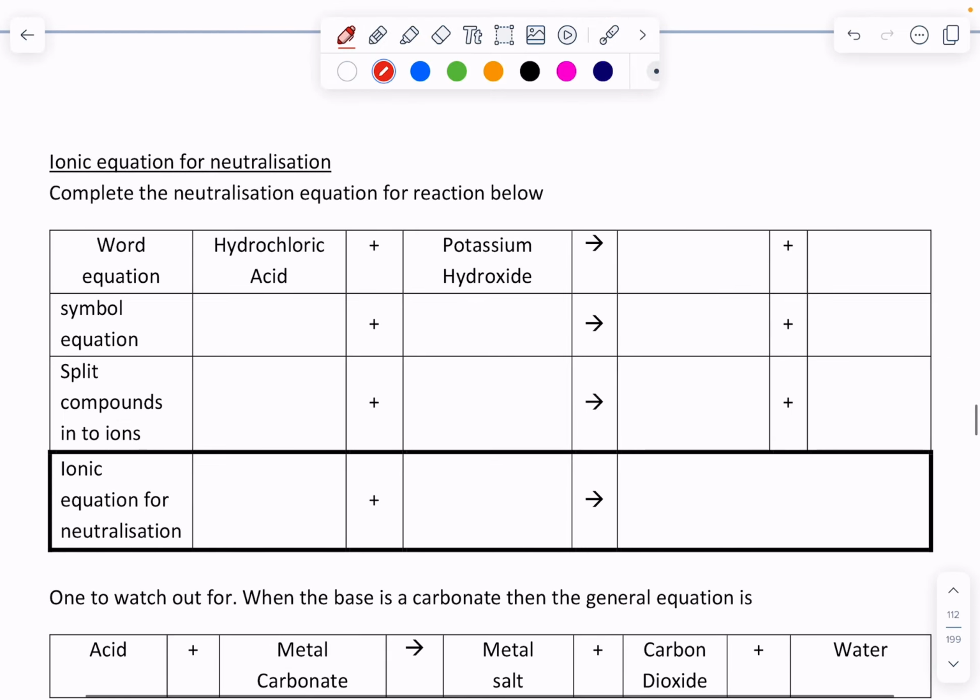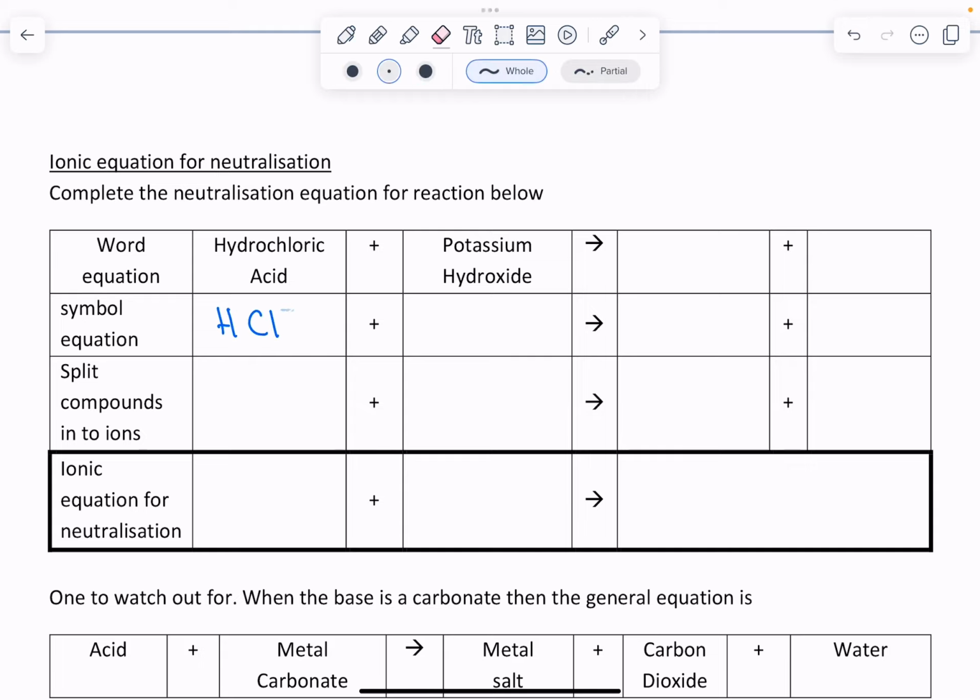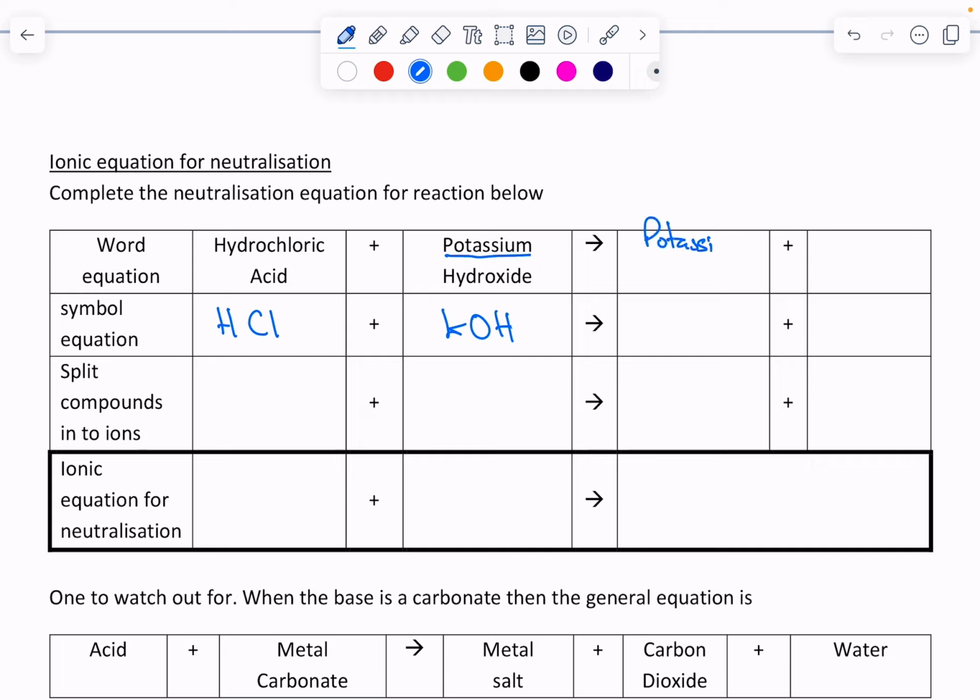Okay, the last little bit here is working out the general equation for this reaction. If we remember that hydrochloric acid is HCl, potassium hydroxide is KOH. What's the name of the salt going to be? Well, the first name comes from here, so that is potassium. The second name is chloride because it's hydrochloric acid. So there is a chloride, and then we have plus water.